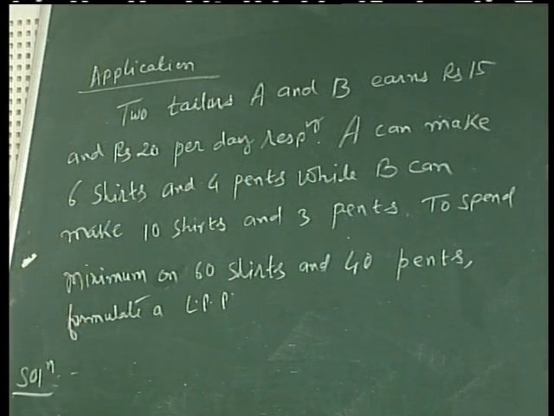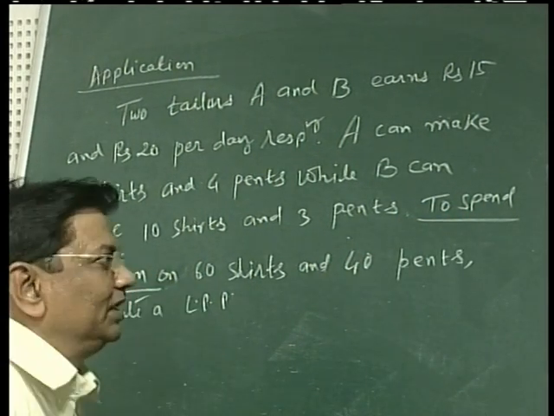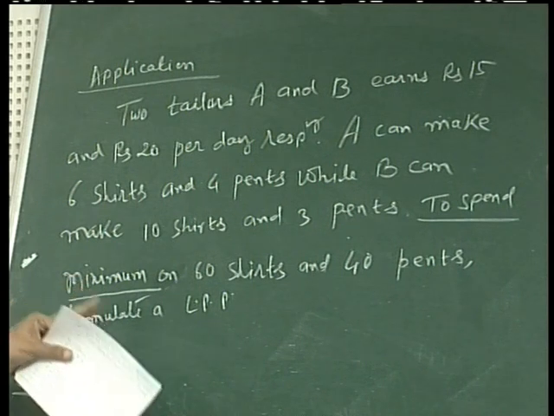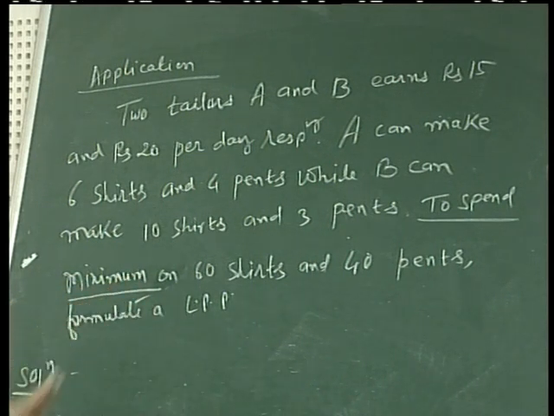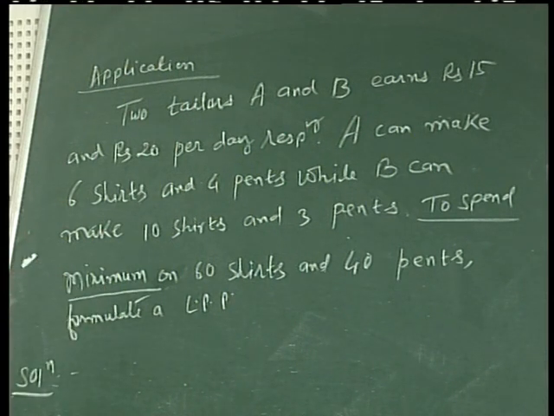So "to spend minimum" is very important to choosing the decision variables. Decision variables means those x1, x2: what is my x1 and what is my x2. Because we have to spend minimum, we want to minimize the objective function. So to spend minimum is the concern, so minimum expenditure has to come.